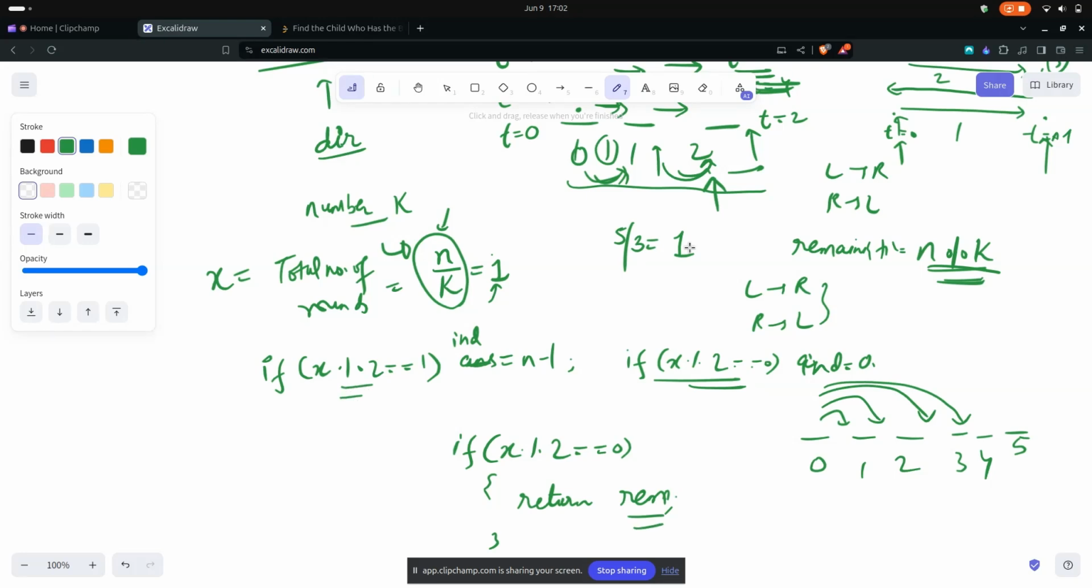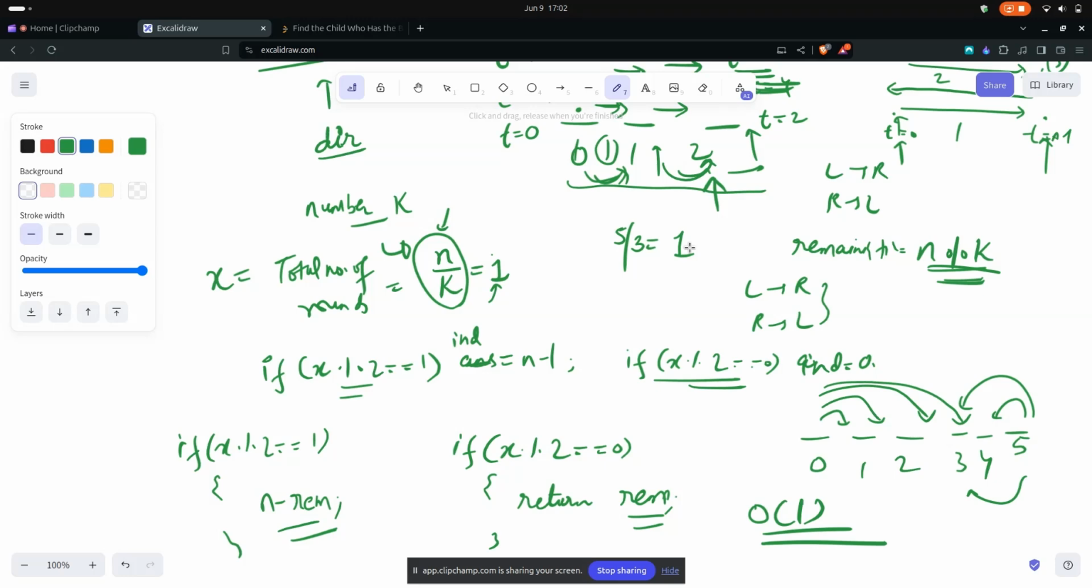But if x is odd, then what will we return? It's just like the remainder from the back. At t equals 1 we will be at 5, at t equals 2 we will be here. So it will be just n minus remainder. This solution will pass in O(1) time. So you can either directly use the brute force approach since the constraints are very small, or you can find this mathematical solution. Both will work.